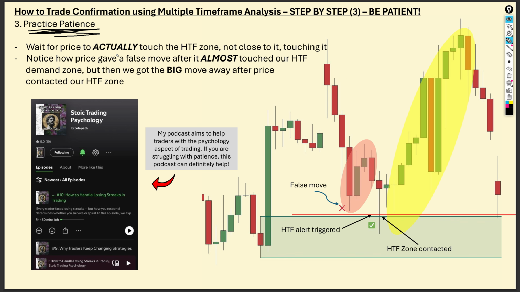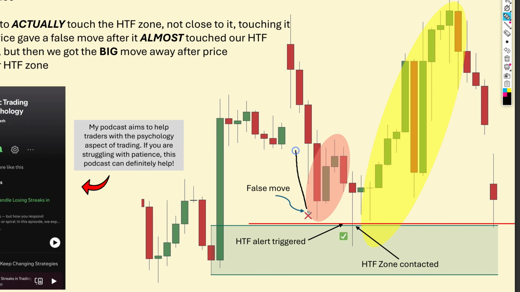We need price to actually touch our higher time frame zone. You can see with this example down here, price came down and almost contacted the zone. There's space between here and the actual zone. This is our red alert right there. And then you can see price got a nice little rally, but this is what I like to call a false move before the zone. So you might have gotten a little confirmation trade in here.